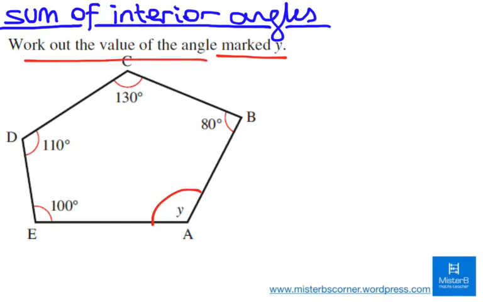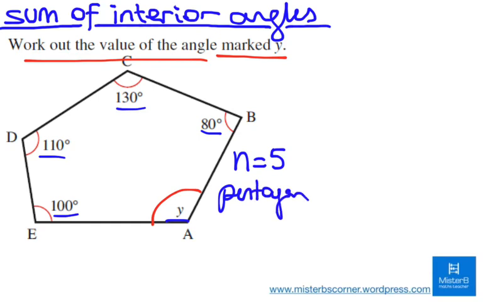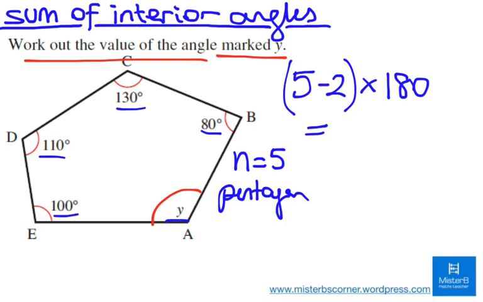So, we need to know the sum of these interior angles. Now I have 5 of them. This means n equals 5, so this is a pentagon, right? And I'm going to use the formula: 5 minus 2 times 180. So I'll be finding the sum of interior angles, which is 3 times 180, and this is 540 degrees.